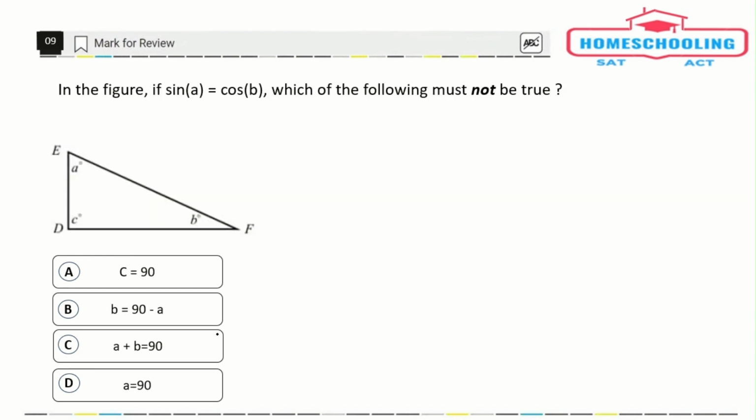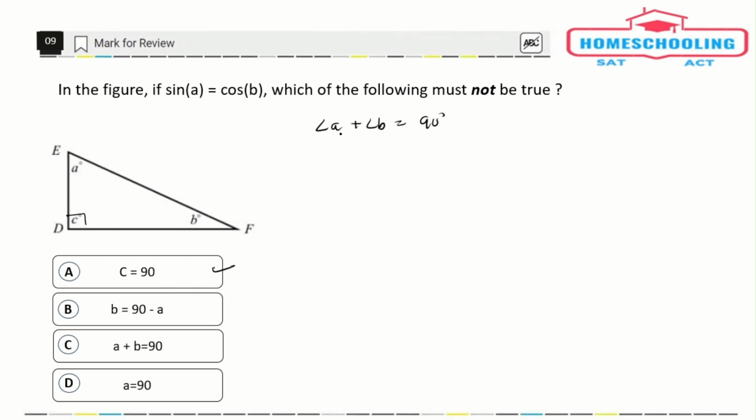Now moving to the next question. In the figure, sine A is equal to cos B, as we have read in the basics. This is a right triangle, and angle A plus angle B would be 90 degree. We have to find which of the following is not true. So C is equal to 90 degree, as we know. So this is correct.